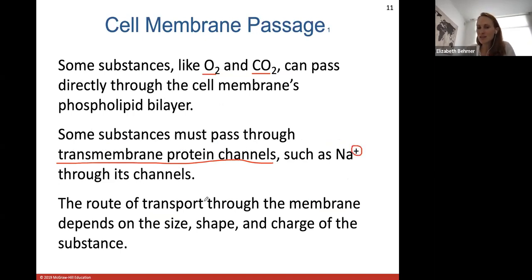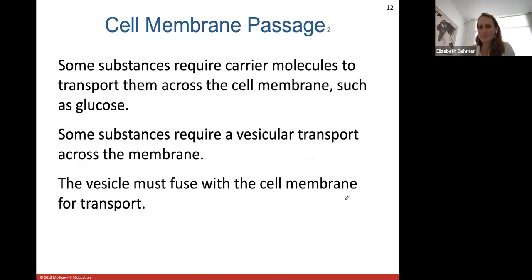And the route of transport through the membrane always depends on the size. Usually smaller substances can get across the membrane more easily. The shape: if something is too big and bulky, it won't be able to pass through. And then the charge: if anything is polar or has a charge, like positive sodium, it needs a protein channel to help it get through as well.